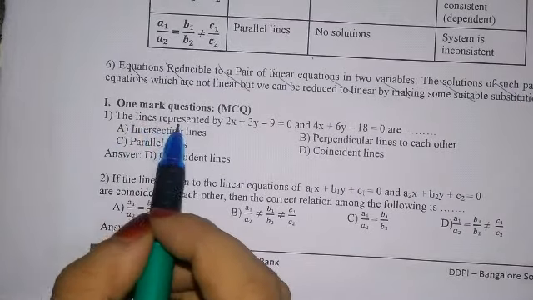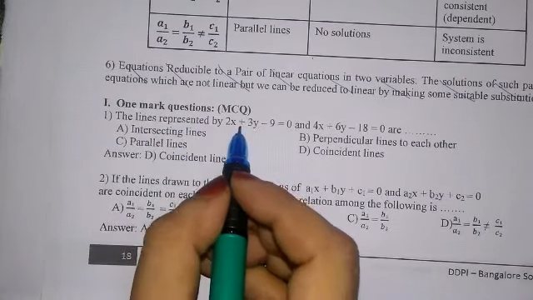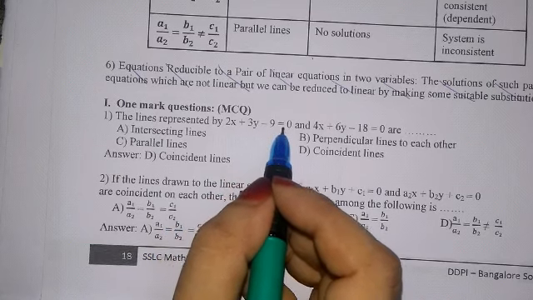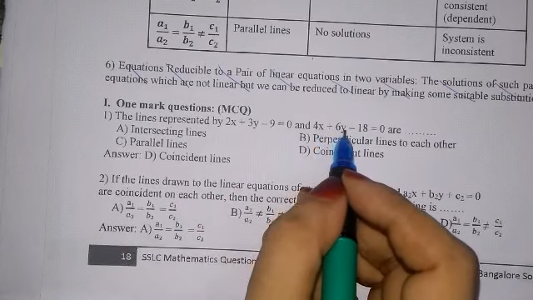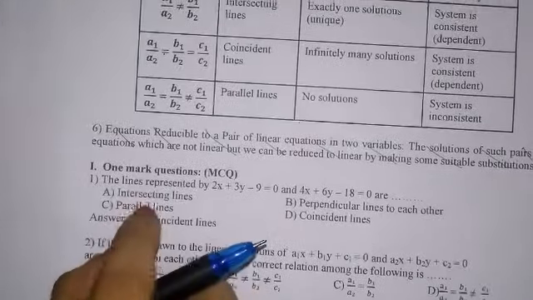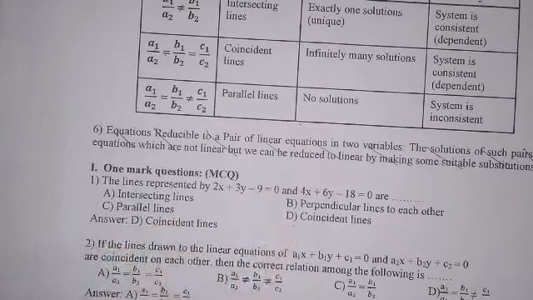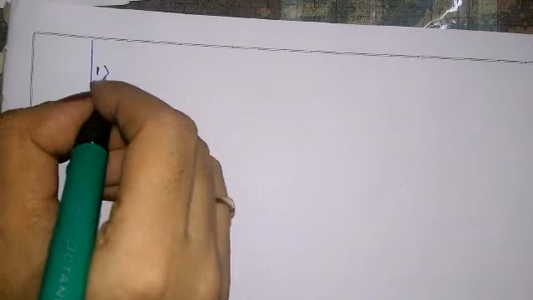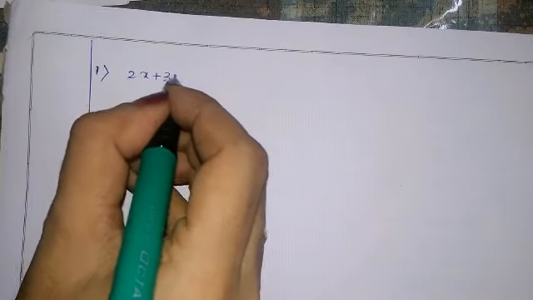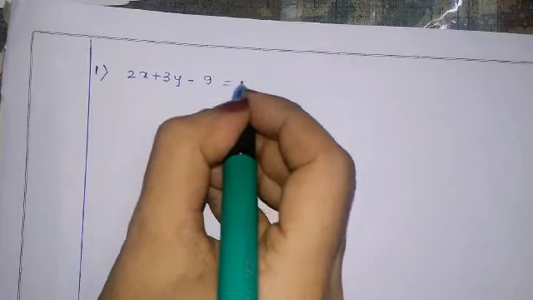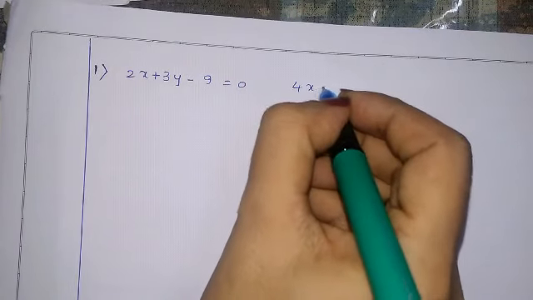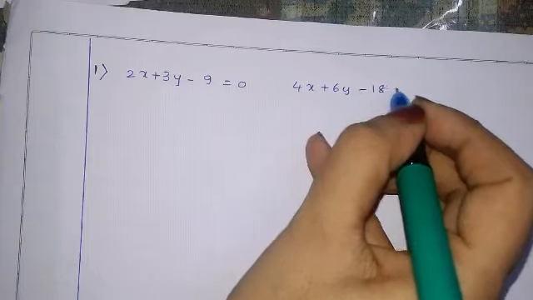They have asked: the lines represented by 2x plus 3y minus 9 equal to 0 and 4x plus 6y minus 18 equal to 0 are which line? They have given options: intersecting line, parallel line, perpendicular line or coincident line. Let me write the given equations. First one, 2x plus 3y minus 9 equal to 0. Then 4x plus 6y minus 18 equal to 0.